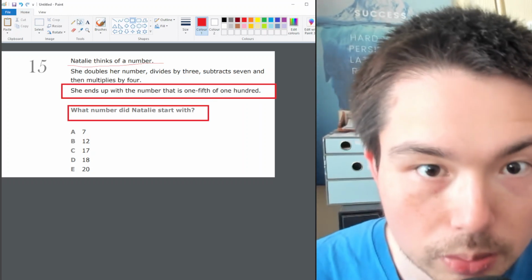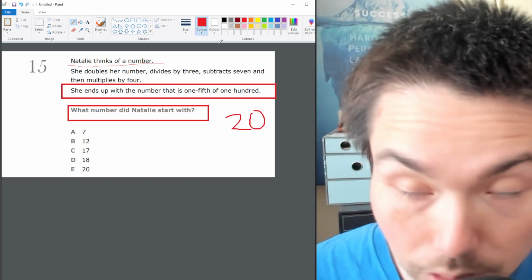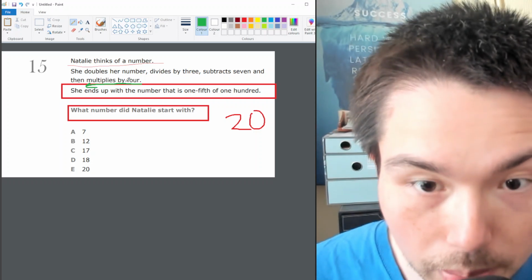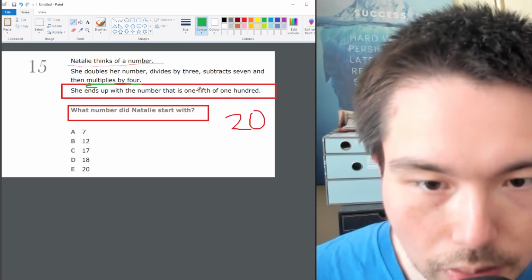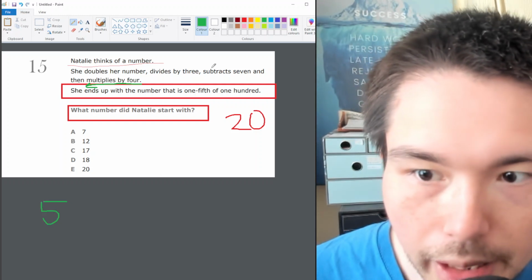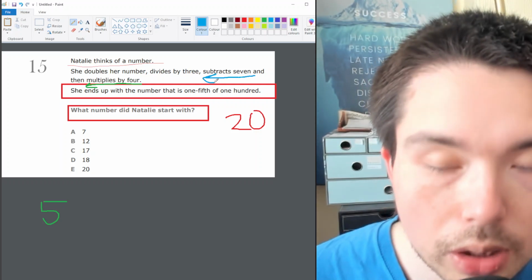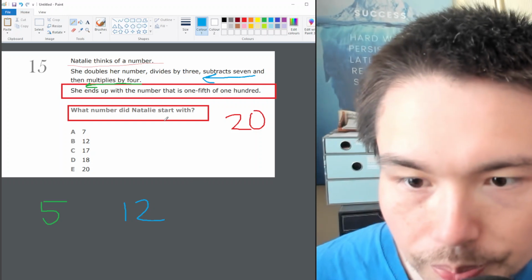1/5 of 100. Well, what is that? 20. So she ends up with 20, and now this is just a normal reverse question. We read backwards and we do the opposite. Can you see here it says multiplies by 4? That means we need to divide by 4. 20 divided by 4 is equal to 5. Then we now subtract 7. Well, we do the opposite. So we add 7. 5 plus 7 will be 12.